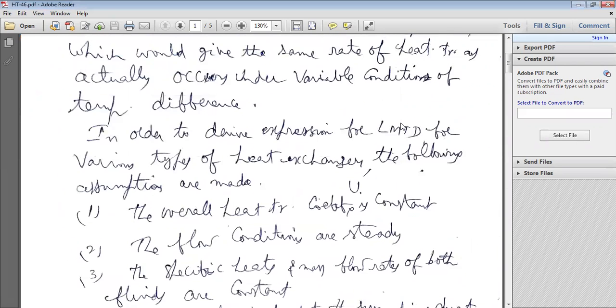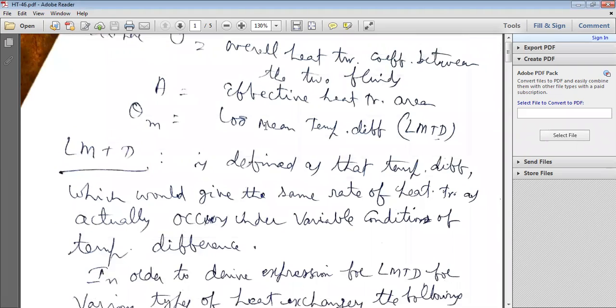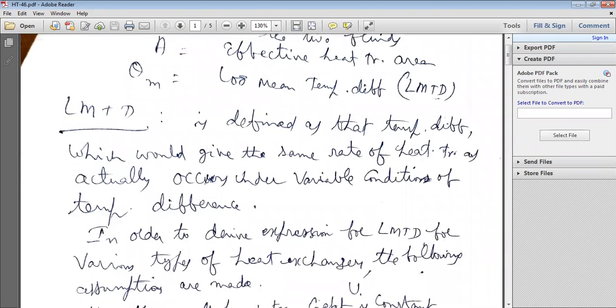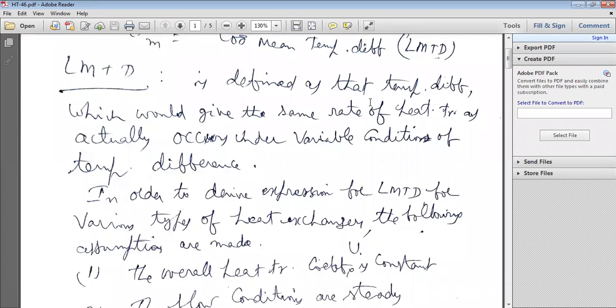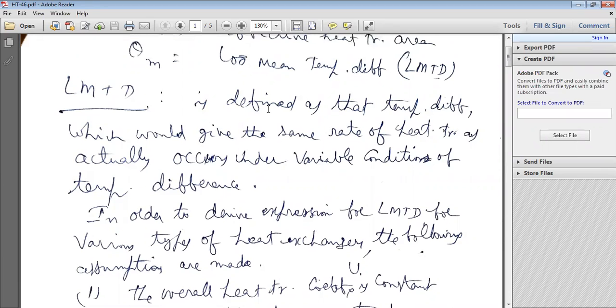So LMTD, if you come across any heat exchanger, there is LMTD, log mean temperature difference. Because if you observe the temperature variation along the length of the heat exchanger, the temperature difference is not the same throughout the length of the heat exchanger. That's why you have to take the mean value. In the case of heat exchanger, that mean value is known as log mean temperature difference. That is to be taken in the heat exchanger problems or analysis or design.